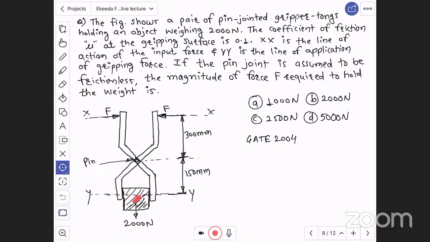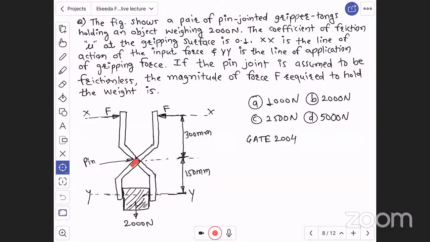It is similar to the device you use in your home. In Hindi or in any other language, you call it a pakkad, right? It is used for holding utensils. It is called a gripper tong. Here on this grip, there is a pin joint.